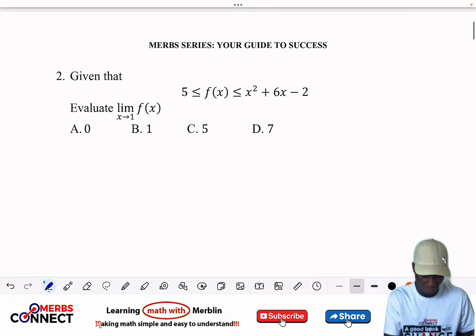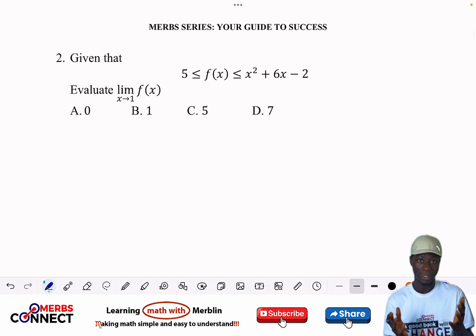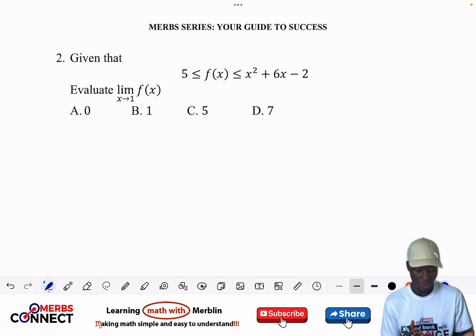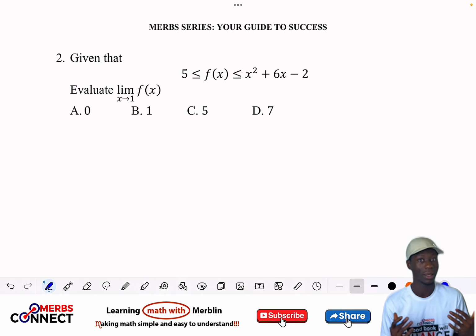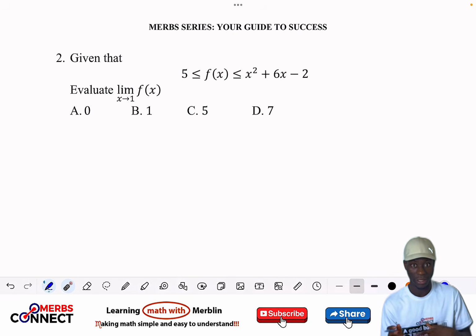So let's just move to question 2 quickly. The strategy still holds, right? Throughout the video that we were doing, you see that we are trying to make sure that this is objective. So finding the shortcut.